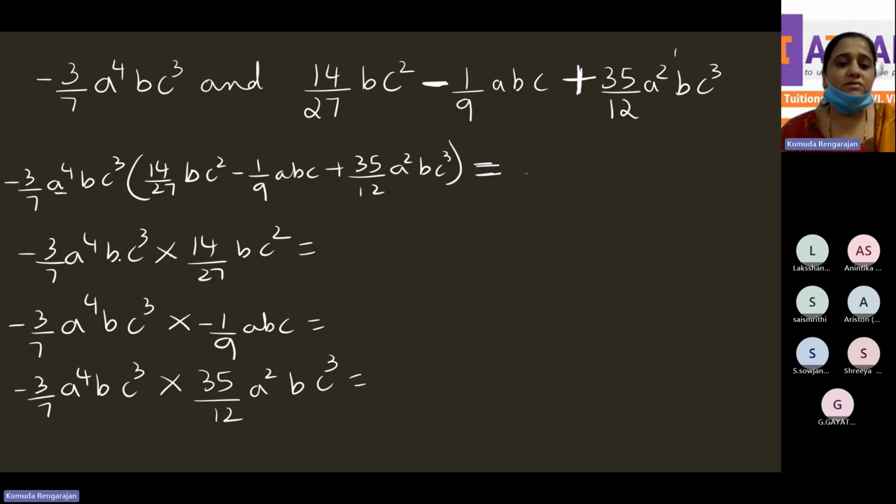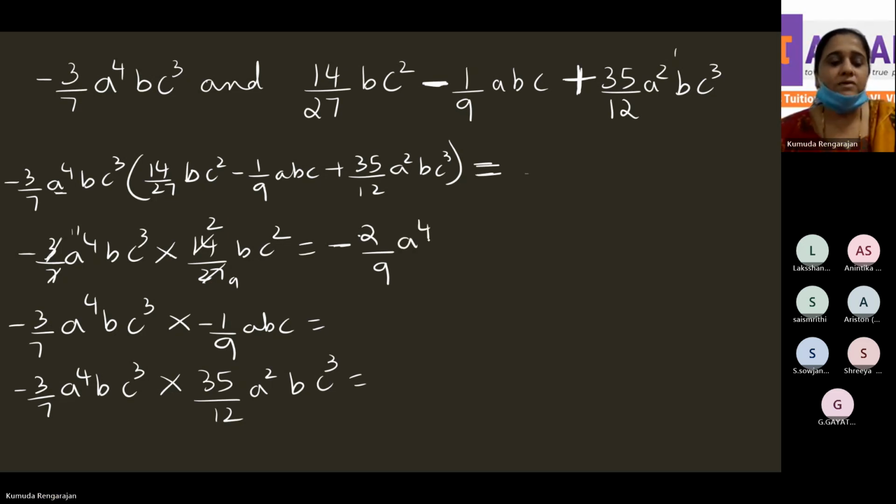Now let's multiply. So how do you multiply this? It's minus. See, you can even cancel like this: 3 1s are 3, 3 9s are 27. Why do you want to spend time again writing them next to one another? You can just do the calculation here itself. 3 1s are 3 and 3 9s are 27, right? 7 1s are 7, 7 2s are 14. Multiply the numbers: minus 1 into 2 is 2, divided by 9. Then a to the power 4, there's no a term here, so it's just a to the power 4. Then b and b. So it's not b2, it's b squared.